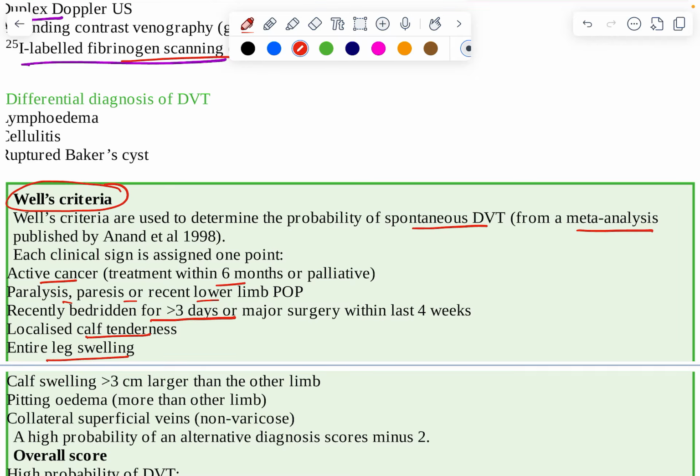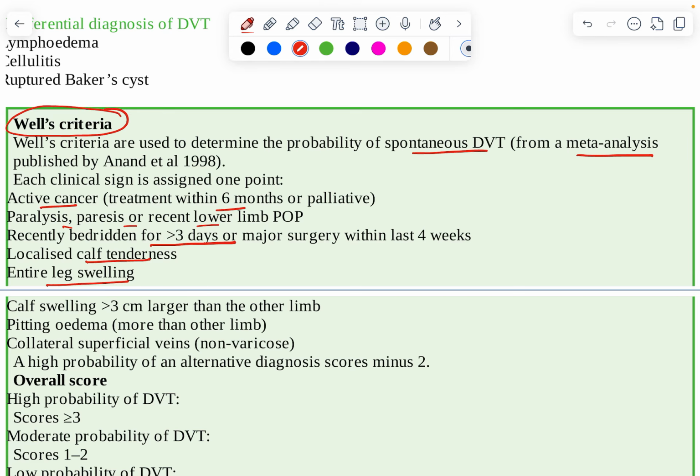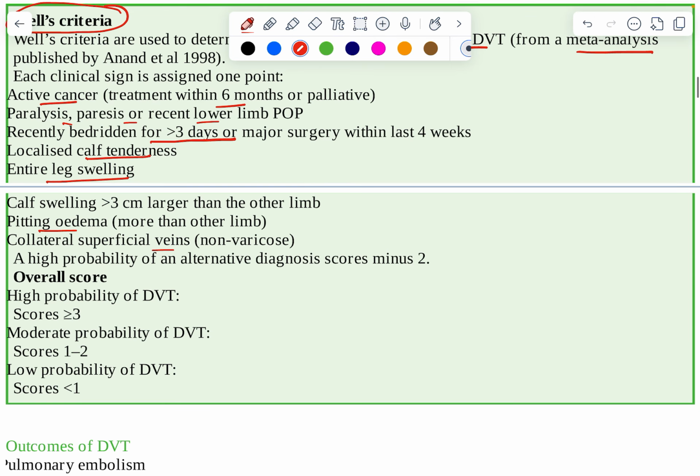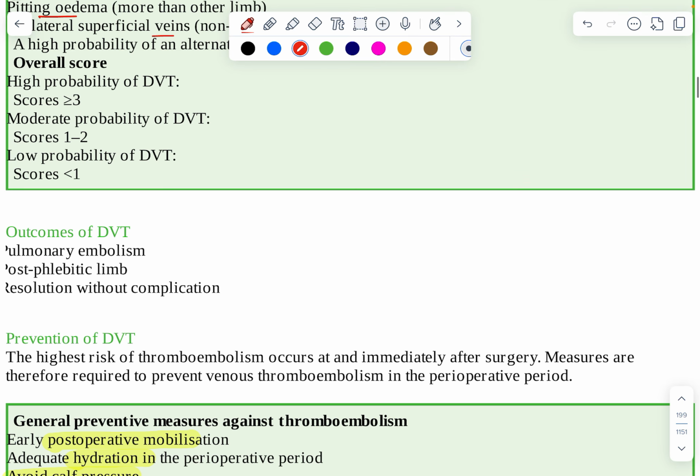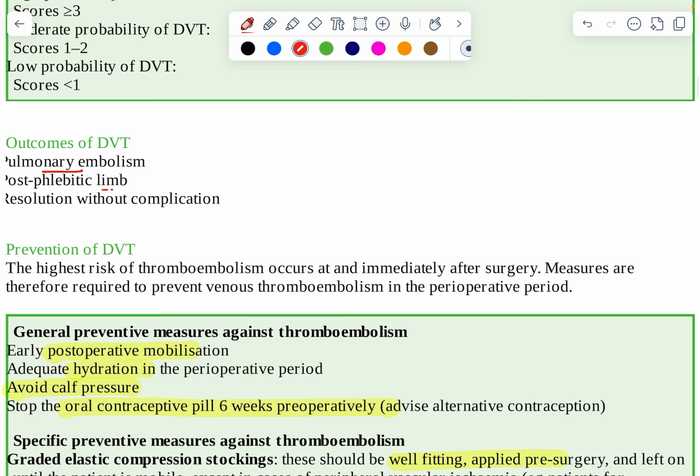Entire leg swelling is 1 point. Calf swelling more than 3 centimeters compared with the other limb. Pitting edema, collateral veins. Overall score: high probability of DVT if score is more than 3, moderate 1 to 3, low probability less than 1. Outcomes: pulmonary embolism, it may lead to post-phlebitic limb, or resolution without complication.